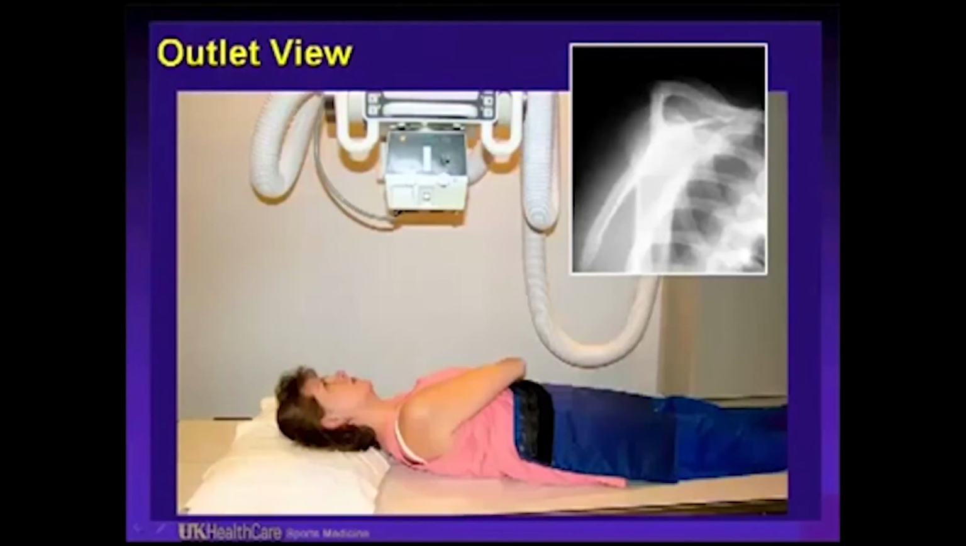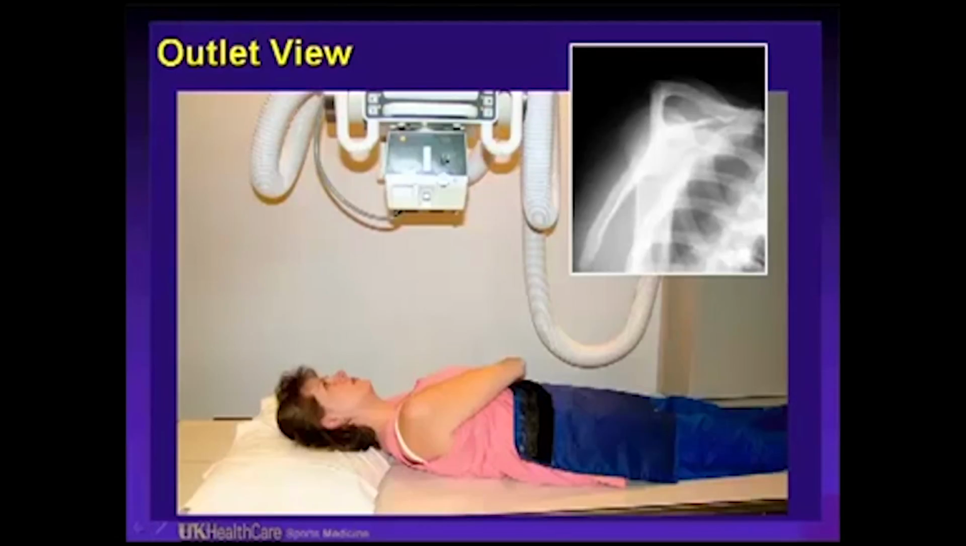The outlet view in this case is done supine. You can also do an outlet view standing, and this may give us a little more information about the position of the humeral head and whether it's proximally migrated, such as in a massive cuff tear. If you're doing it in a standing position without the patient supporting their arm, it might be migrated proximally, the humeral head.